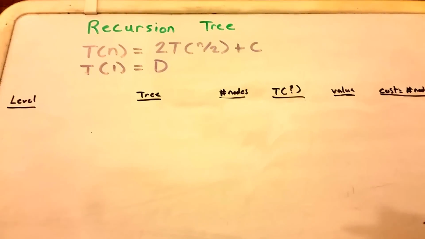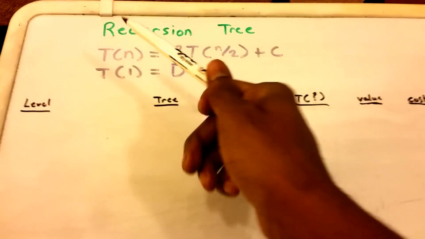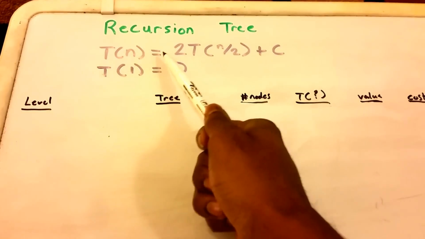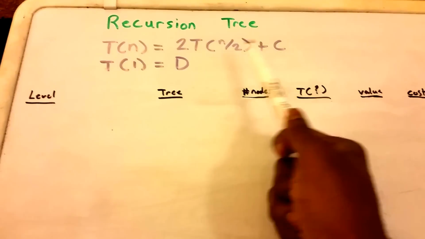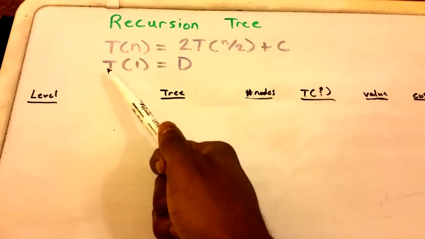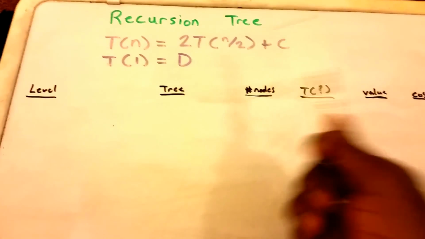Hey guys, welcome to this video on recursion tree. So here we have our recurrence relation. It says T of n equals 2 times T of n divided by 2 plus C, where C is some constant. And when n equals 1, T equals D, and D is some constant.